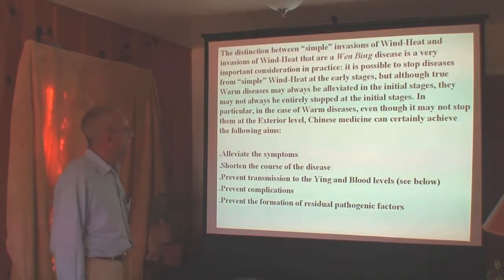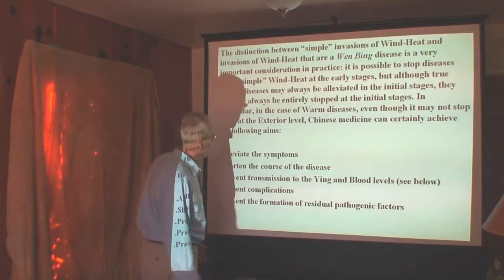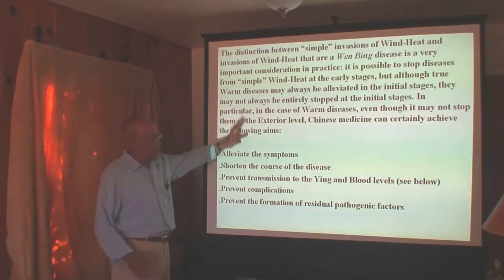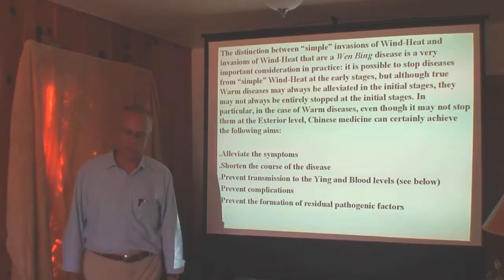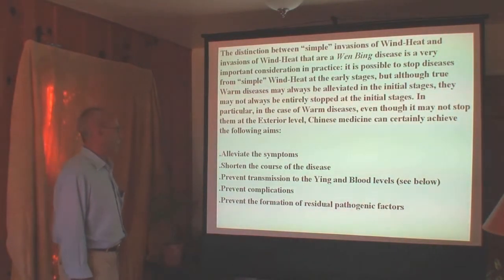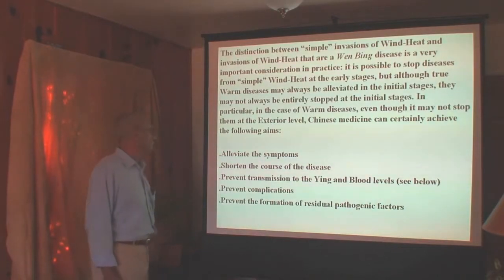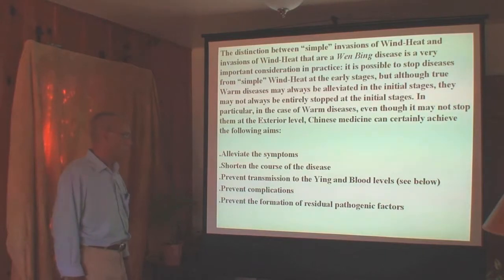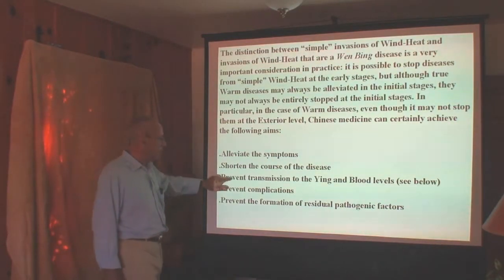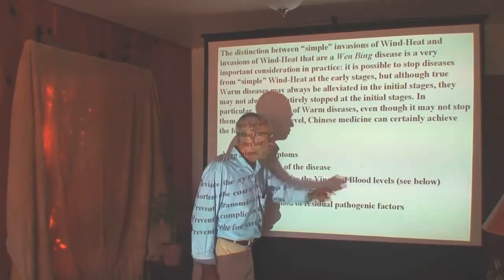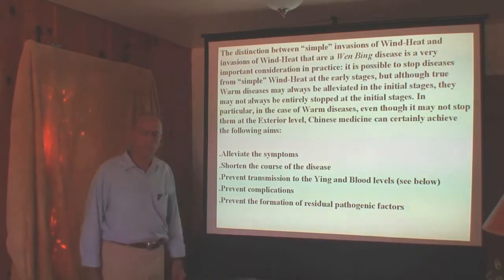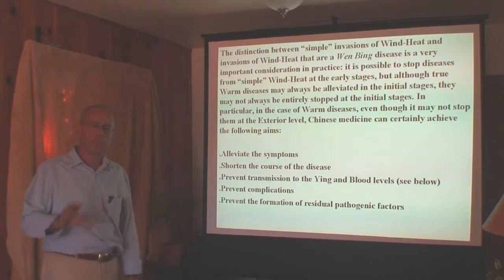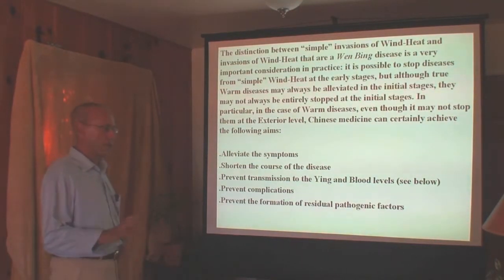So the Wenbing diseases are more difficult to treat. Why do we treat them? For these reasons. Even though we may not stop it at the beginning stage, it's still worth treating them to alleviate the symptoms, shorten the course of the disease, most of all, especially in children, prevent the transmission to the yin and blood level, because as we will see, when the pathogenic factor goes to the yin or blood level, it is very serious, and that's when mortality occurs.